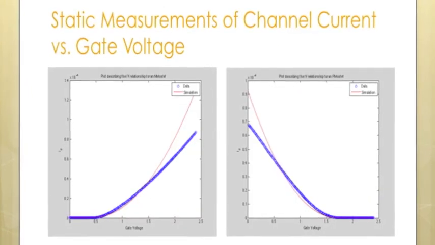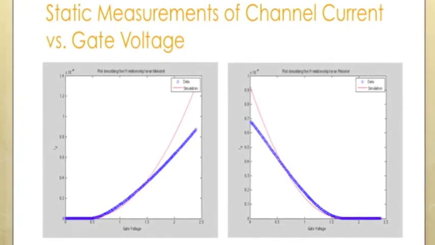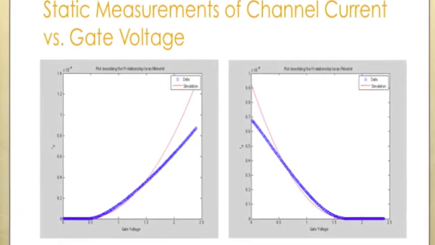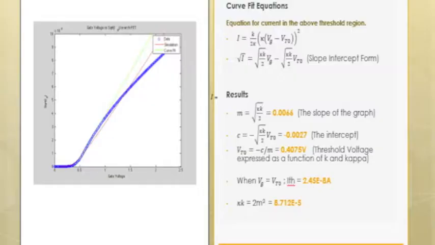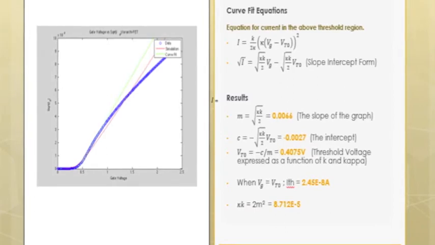This is the linear graph of channel current versus the gate voltage for the NMOS and PMOS respectively. This plot is not the easiest to interpolate data from. As you can see, taking a linear regression of the square root of channel current is much easier.